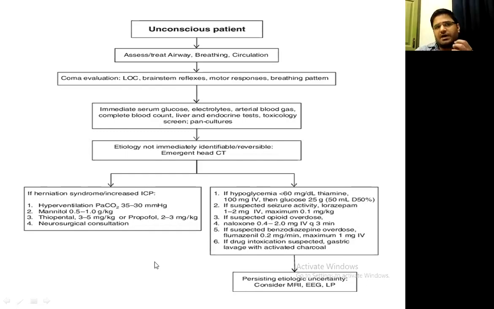So if a patient has hypoglycemia, first replace with thiamine and then glucose. If any seizures are suspected, go for lorazepam. If opioid is suspected, then naloxone. These are antagonists for these drugs. If benzodiazepine overdose, then go for flumazenil. And for acute intoxication with no identifiable etiology, go for gastric lavage and activated charcoal. If etiology remains unclear, then consider MRI, EEG, and other interventional procedures like CSF analysis, LP.